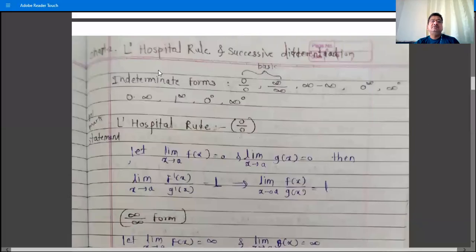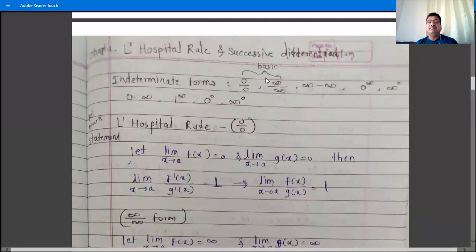Next chapter is L'Hospital's rule and successive differentiation. That is second order, third order, nth order derivative. So the first point is L'Hospital's rule. First is the indeterminate forms. So 0 by 0 and infinity by infinity are the two basic indeterminate forms.